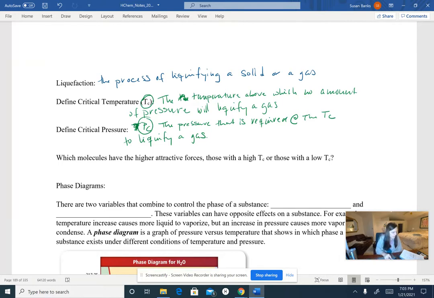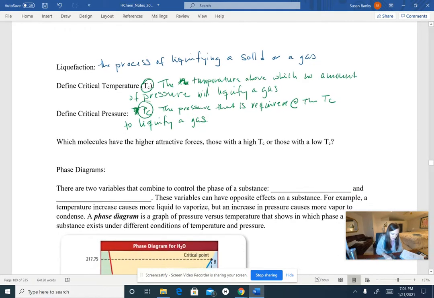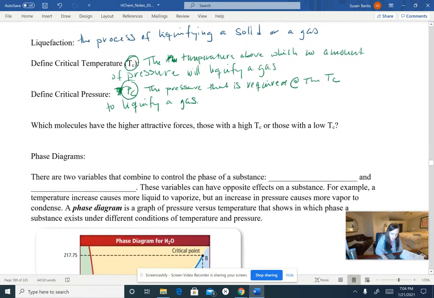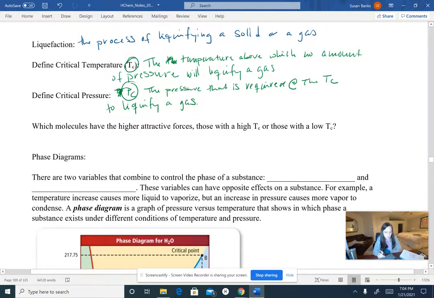Okay, so let's think about this. Which molecules are going to have higher attractive forces? Those with a high critical temperature or those with a low critical temperature?